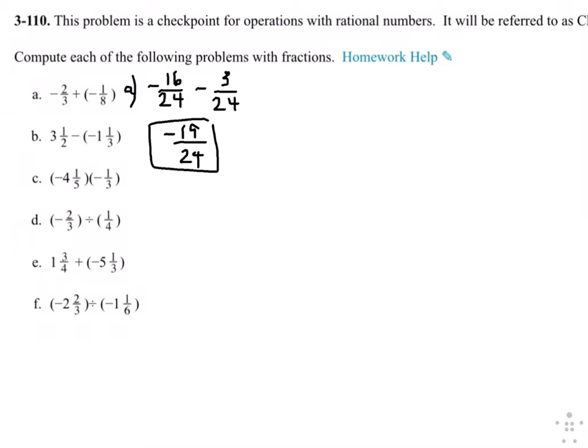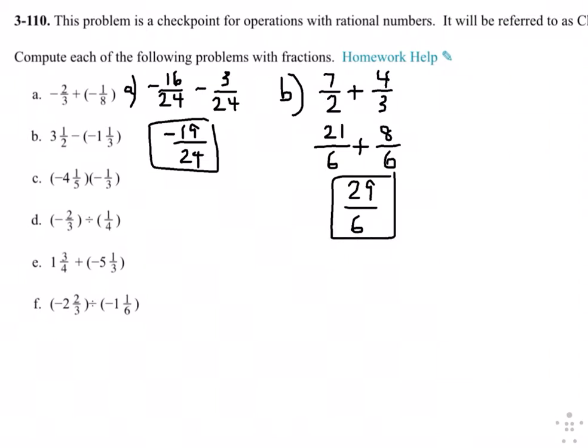For B, I'll do B here. We want to change to improper fractions. So 3.5 is 7 halves. Minus a negative is plus, right? And 1 1/3, that's 4 thirds, right? So common denominator is 6. So we have 21 sixths plus 8 sixths, right? And that's 29 sixths for B. 29 sixths.